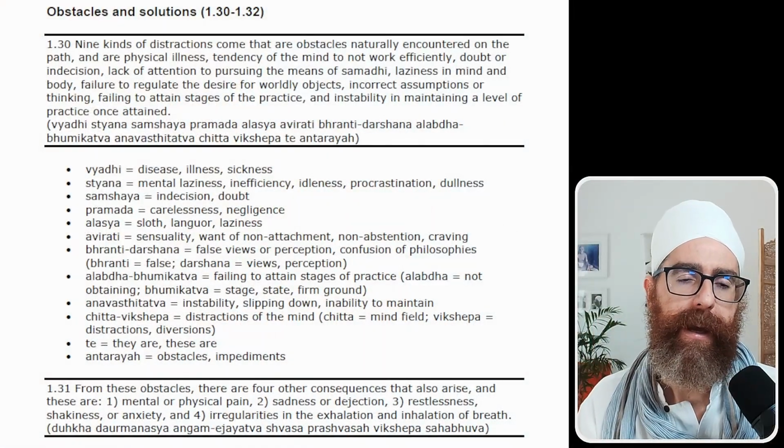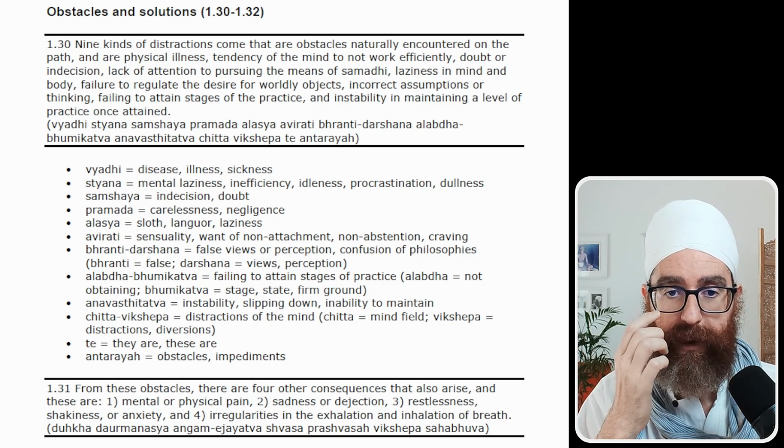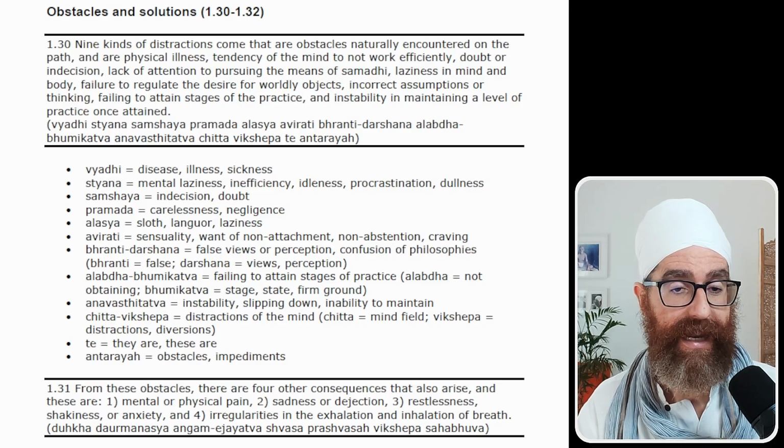So these are the 9 obstacles. Remember: disease in the body, disease in the mind, the failure to achieve a certain level, falling out of that level very quickly, and then the distracted mind. What else was there? The laziness, in the mind and in the body, and craving for the senses, carelessness and doubt.